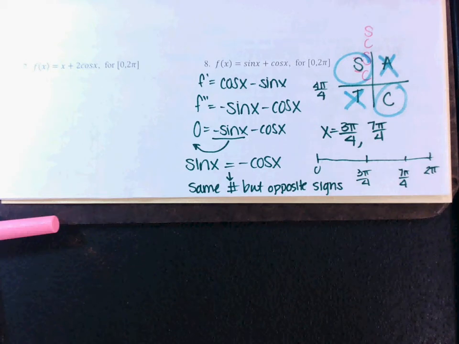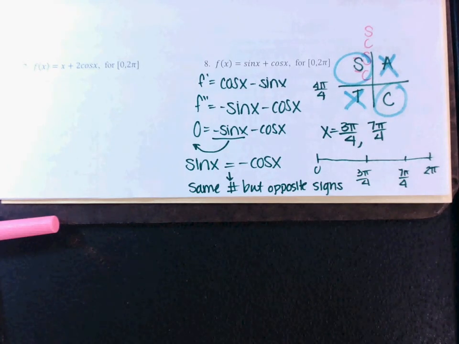That's my test point. What is the sine of 0? 0. Minus the cosine of 0. Negative 1. It's negative 1. Because the sine of 0 is 0. Cosine of 0 is 1. 0 minus 1 is negative 1. Put a negative right here.